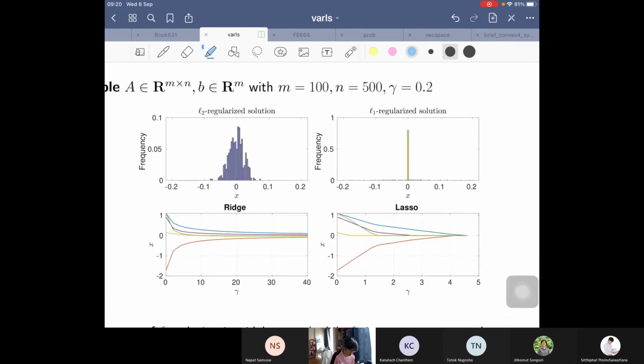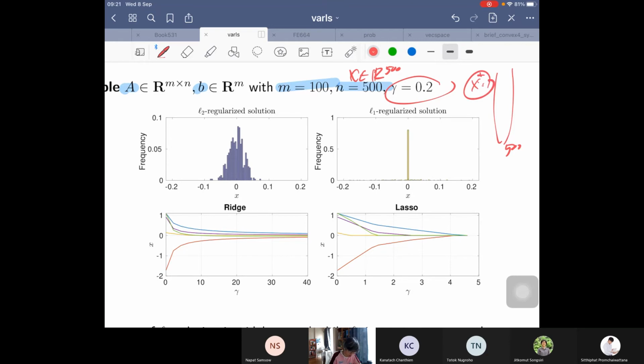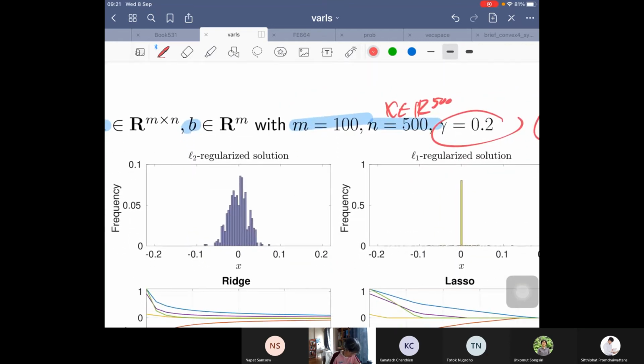All right, so I'm going to use A and B, 100 measurements, 500 variables. My x is a vector of 500. I use gamma 0.2. I solve regression, and I solve L1 norm least square, and then I get x as a solution. My x has 500 entries, so I just plot the histogram of my x star. So first take a look at the histogram.